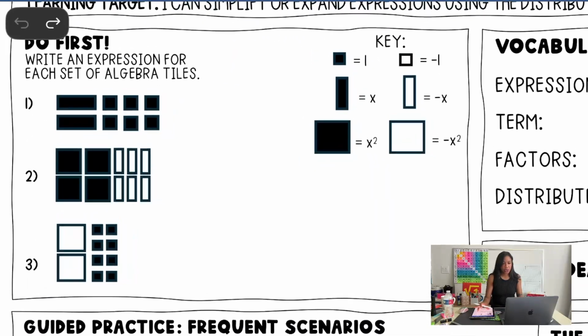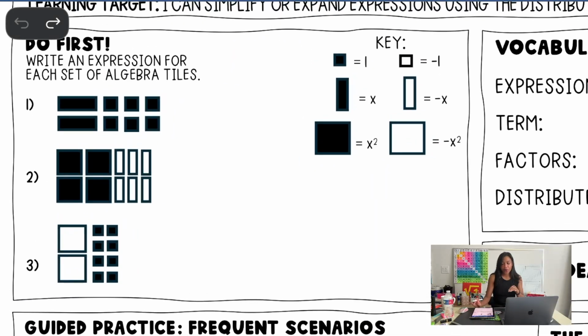Today, they ask us to write an expression for each set of algebra tiles, and they give us a key here as well. So just keep in mind the shaded tiles are positive values, the non-shaded tiles are going to be your negative values. So, our first set of algebra tiles, I have two X tiles and I have three on each of these rows. So we have 2x plus 6. We will talk about looking at that row by row momentarily.